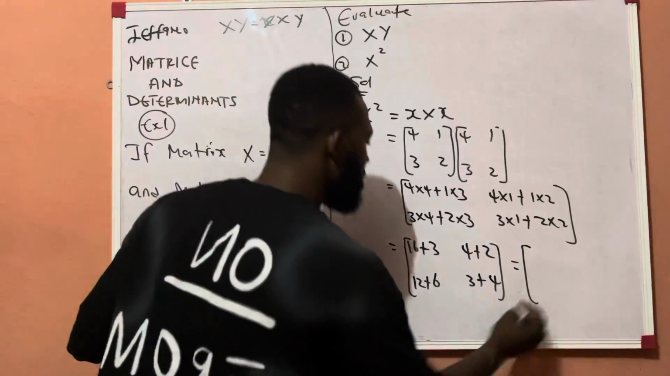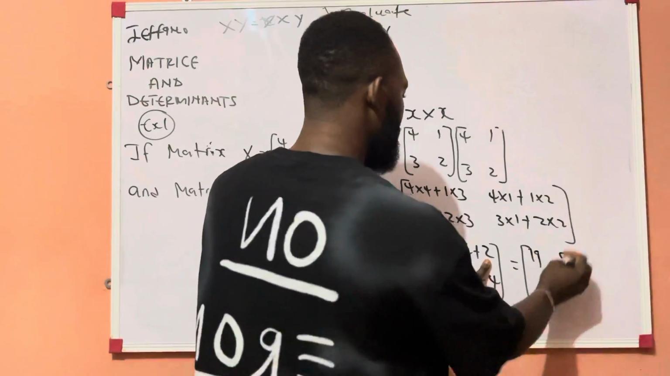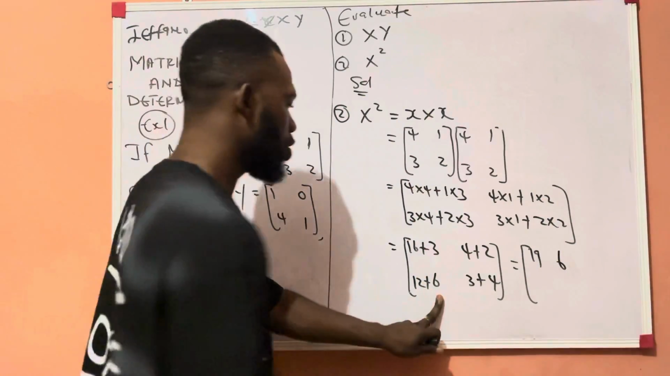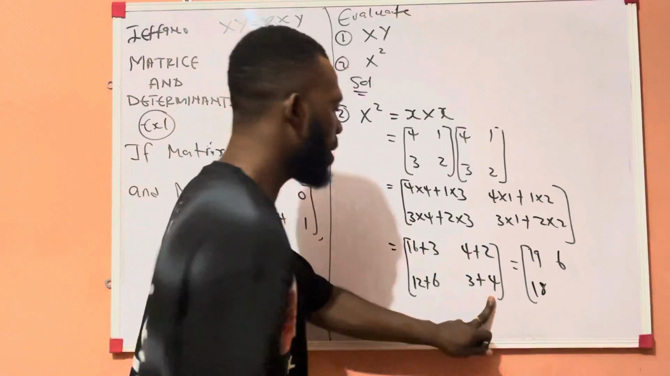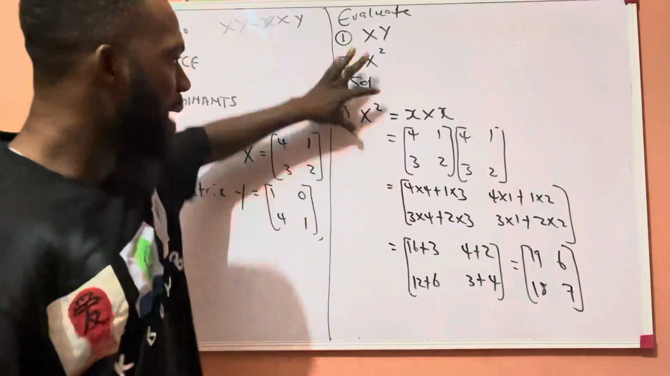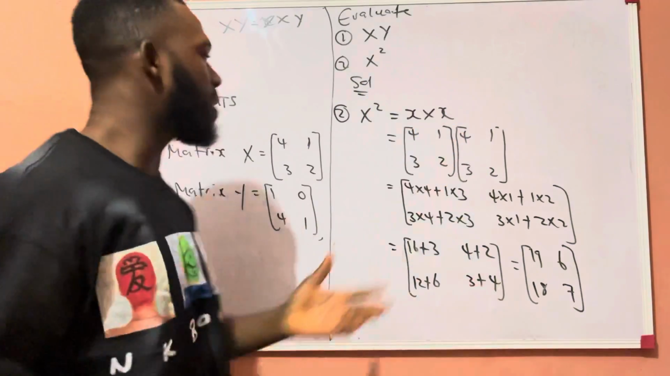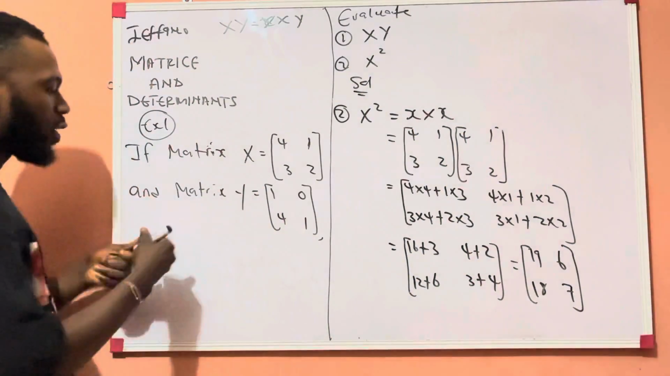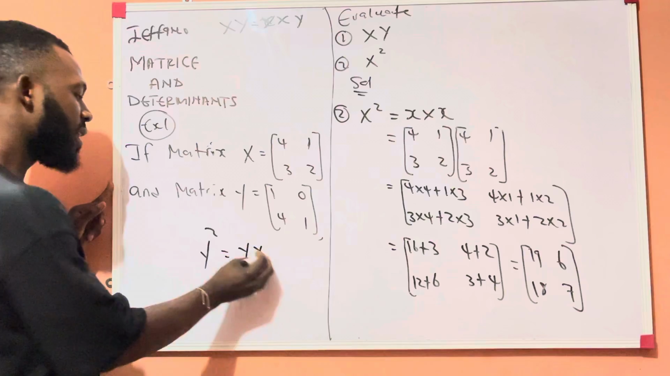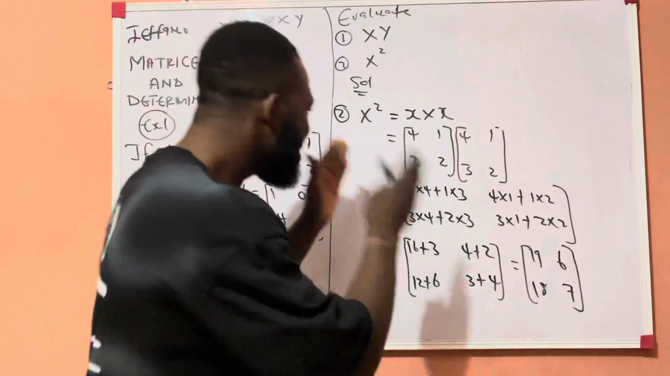Now, adding these elements together, 16 plus 3 gives us 19. 4 plus 2 gives us 6. And 12 plus 6 gives us 18. Then 3 plus 4 gives us 7. This is the result when you evaluate X squared, which is X times X. Now, in your own time, you can as well evaluate Y raised to the power 2. Note that Y raised to the power 2 simply means Y times Y. And when you do that, you will see the results that you will get following these steps.